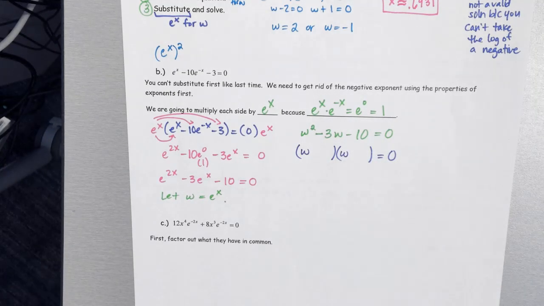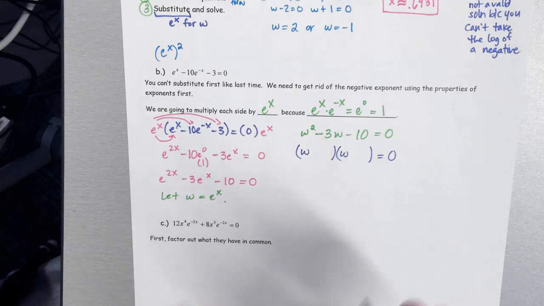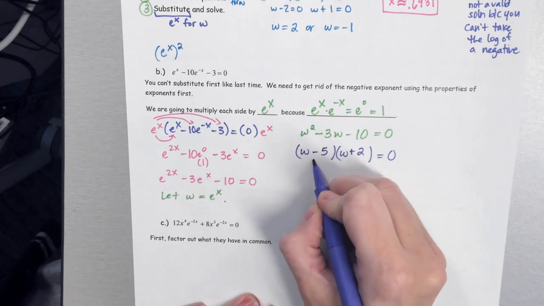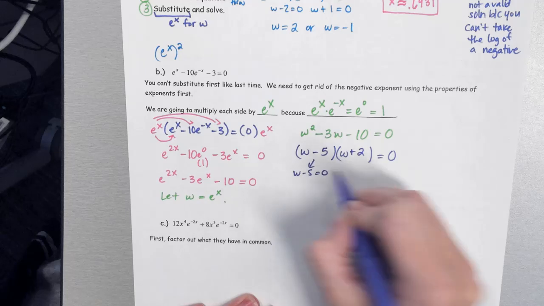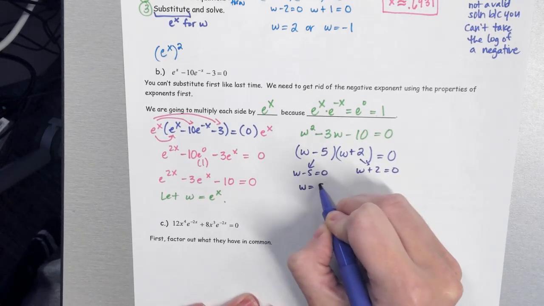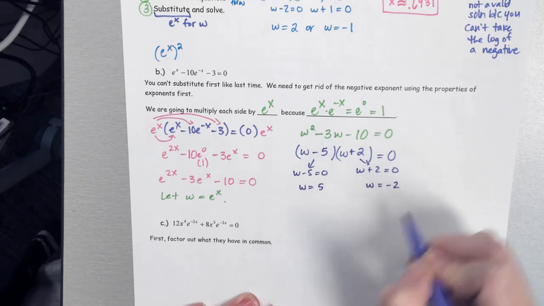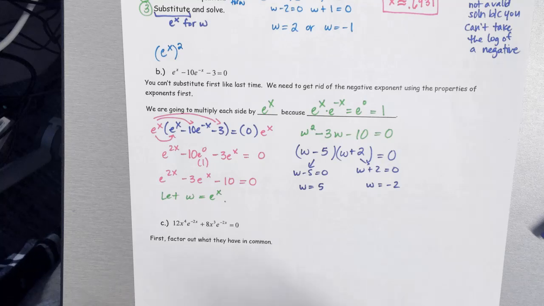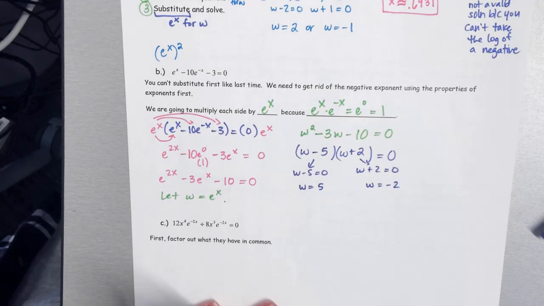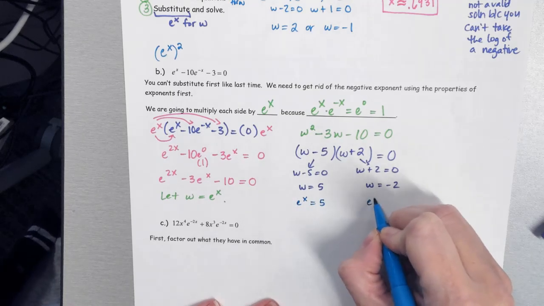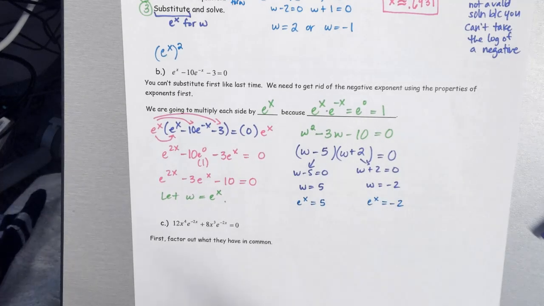And then what multiplies to -10 but adds to -3? -5, +2. Okay, so then we have our two cases. Okay, and then just do your substitution again. Okay, so if w is equal to e to the x, you have e to the x equals 5. You have e to the x equals -2.